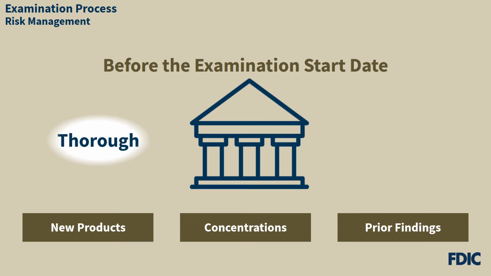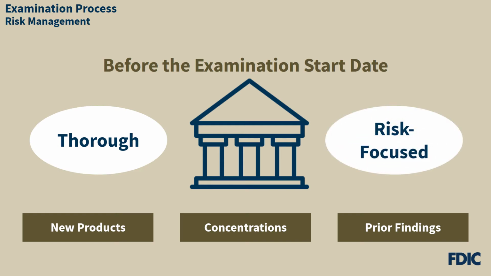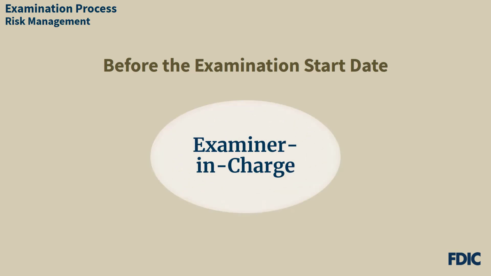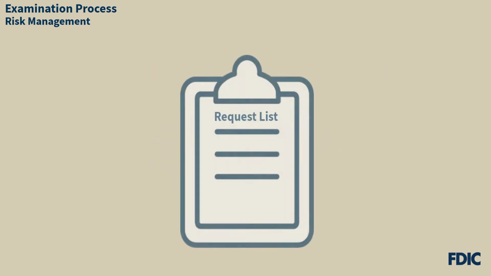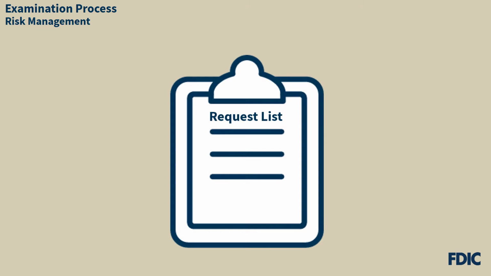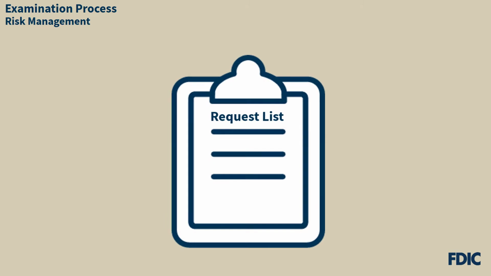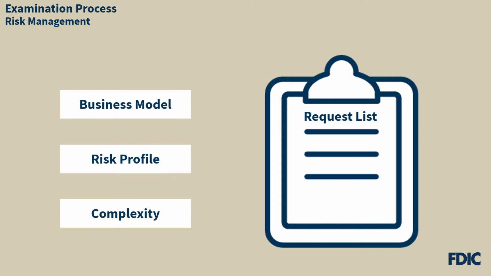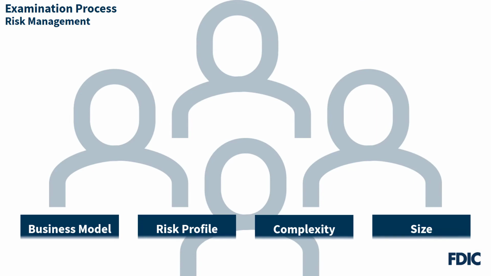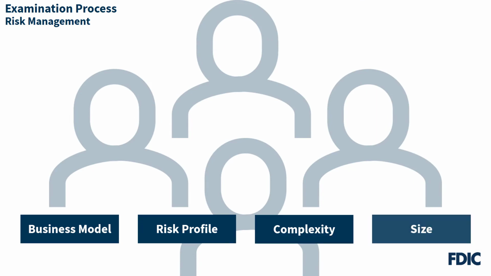The FDIC's goal is to conduct a thorough examination while remaining risk-focused. The scope will be determined by the person assigned to lead the examination, known as the Examiner in Charge, or EIC. The EIC will develop a targeted list of requested items that the FDIC needs to examine the bank based on its unique business model, risk profile, and complexity. The examination team will also be determined based on this information as well as the bank's size.